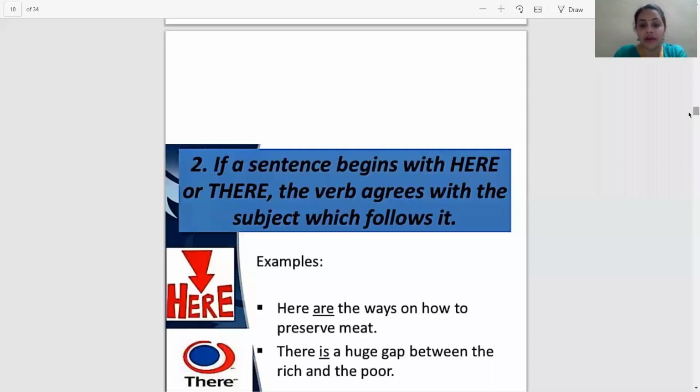Examples. Here are the ways. The ways are plural. You know, many ways. Here are the ways on how to preserve meat. There is a huge gap. Huge gap is one. Huge gap between the rich and the poor. Is it clear? Because in the first example, here are followed by the ways. The ways is the subject and it is a plural form. And huge gap is singular.